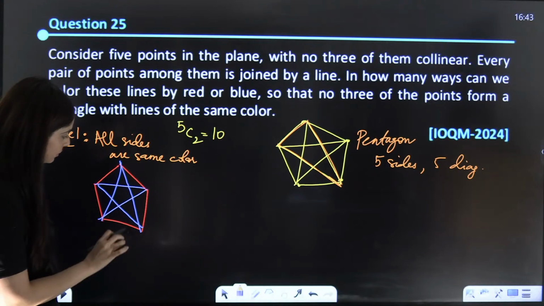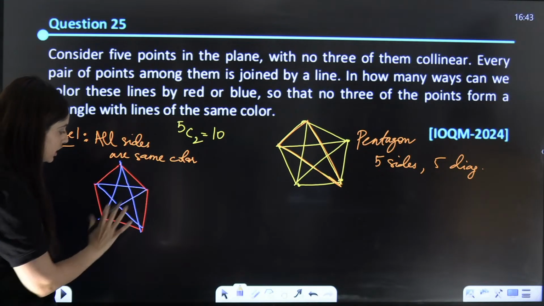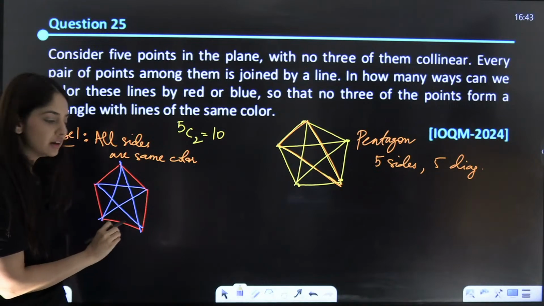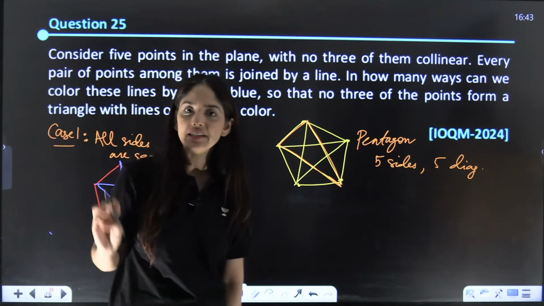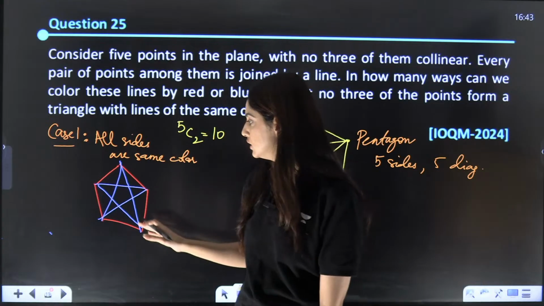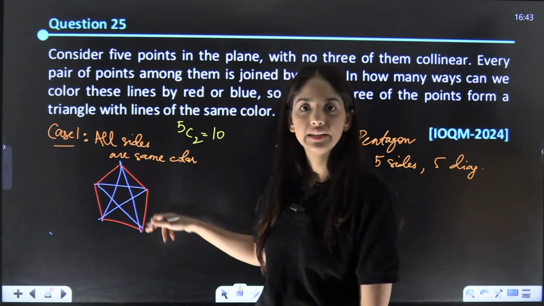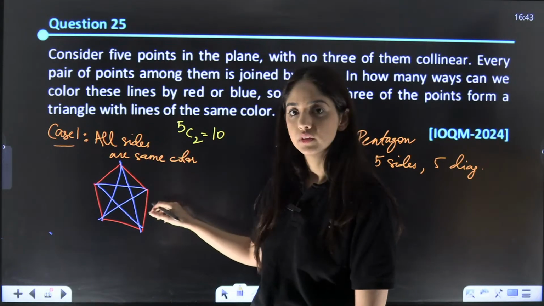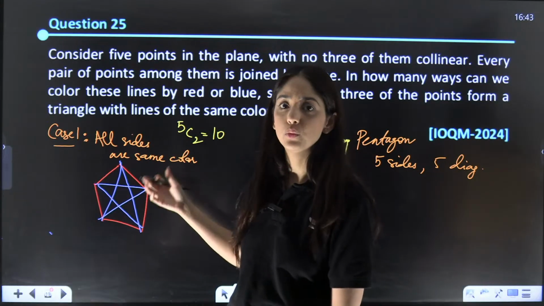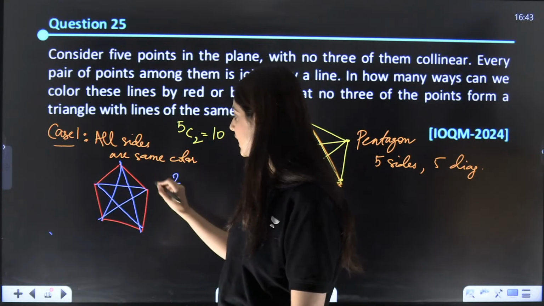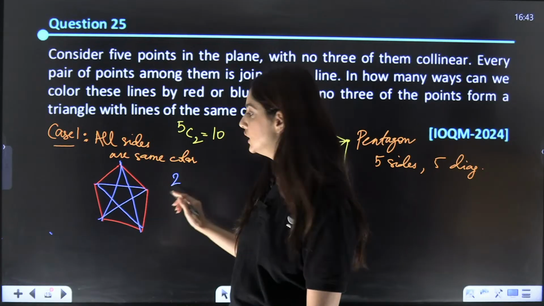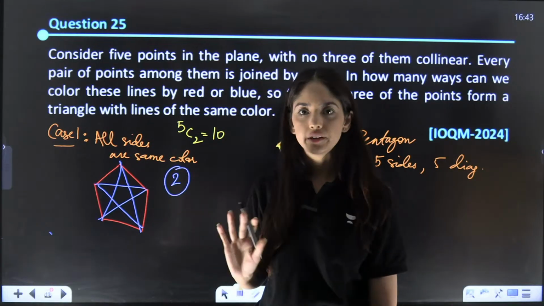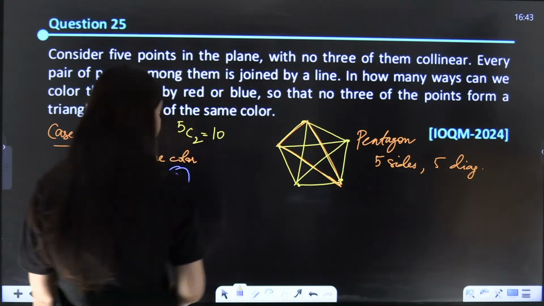And now I'll just make sure that none of the other triangles have the same color. No, all of them are such that the 3 sides cannot have the same color. So how many possibilities are here? We color all the sides the same color. Which color? 2 options, and then we have 1 possible arrangement once we fix the color. So 2 here. Now let's move on to the other case.